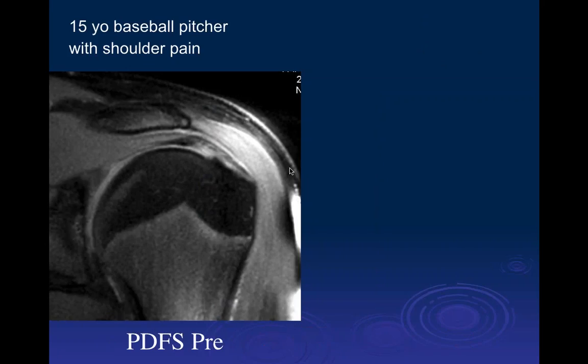Let's see. So here's a 15-year-old baseball pitcher with shoulder pain. This is the PD FatSat pre. Deshali, what do you think's going on here? So from what we can see of the supraspinatus tendon, there's a little bit of intermediate signal along the articular side. So that may be a partial thickness tear.